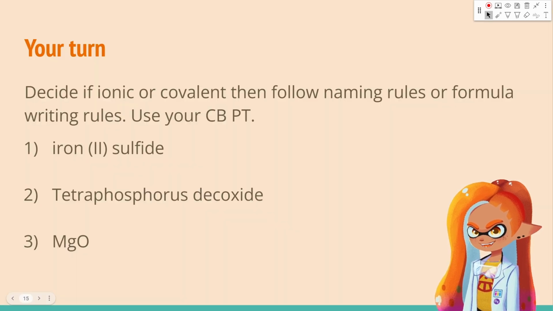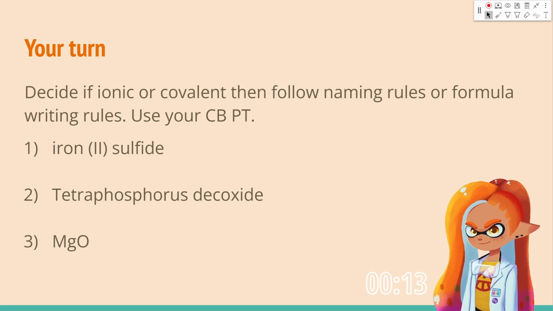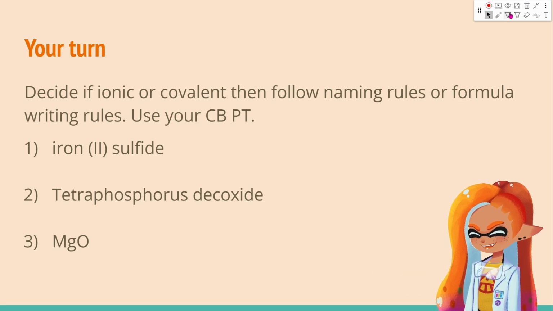All right, here is your turn. So use your references, use the rules that you learned about ionic covalent, and see if you can decide if it's ionic or covalent. And then if it is the names, write the formula. If it is the formula, write the name. So go ahead and pause this video. All right, ready?